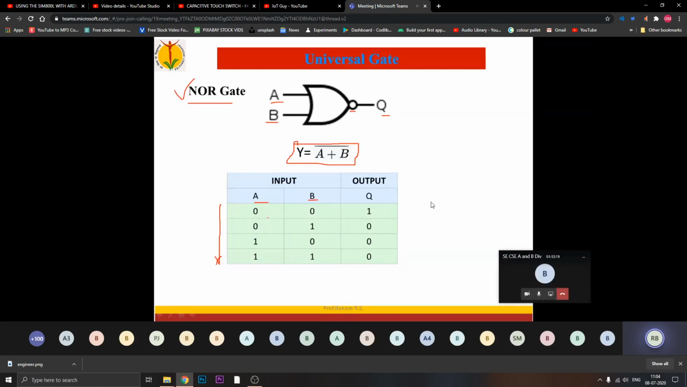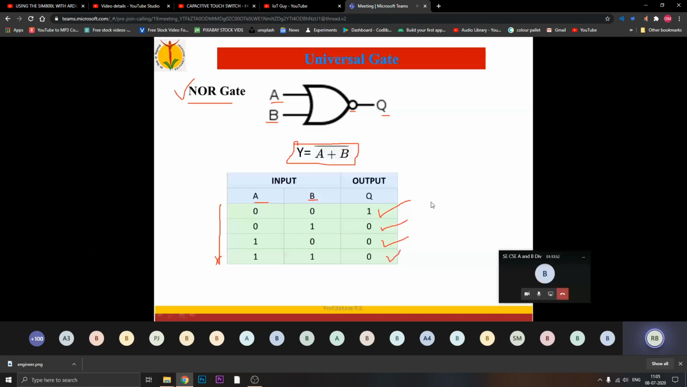Friends, when we look at 0 plus 0, that is 0, and 0's complement we get 1. Now 0 plus 1 is 1, and 1's complement we get 0. 1 plus 0 is 1, and we get 1's complement, 0, at the output. Similarly, 1 plus 1 is 1, and 1's complement gives 0.